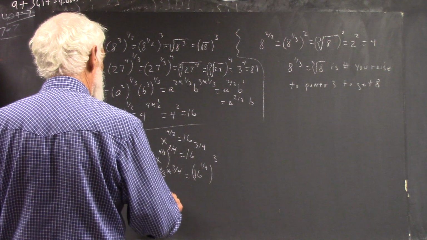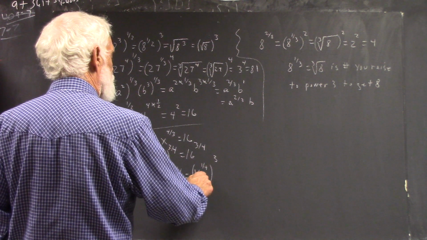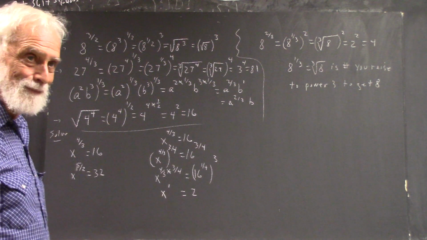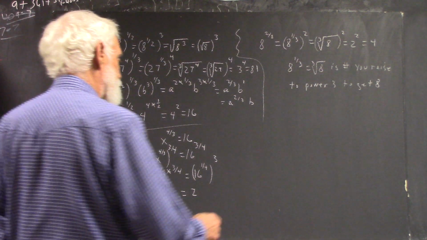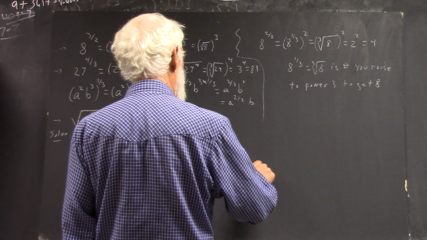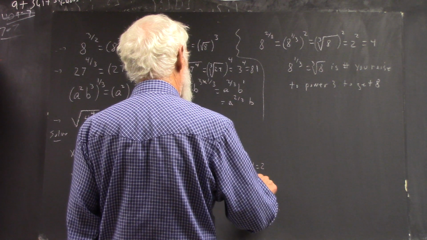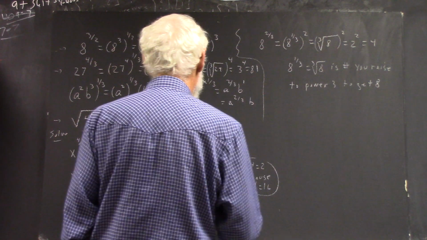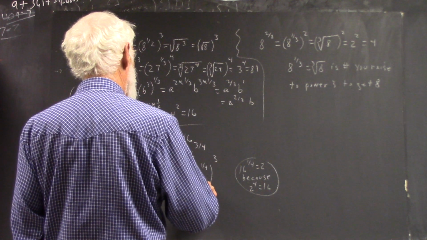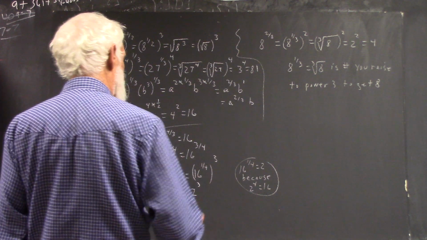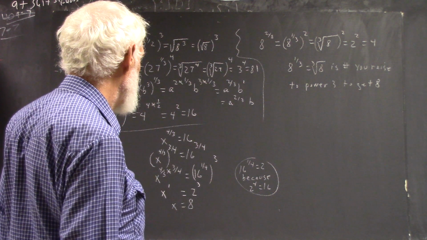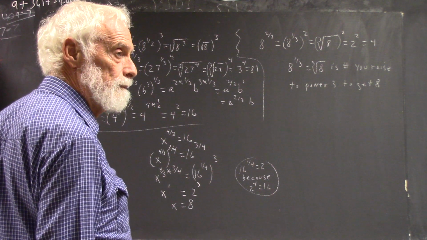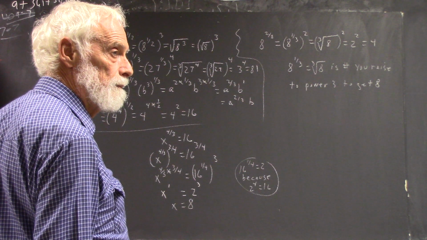And this gives you x to the 1. 16 to the 1/4 is 2, because 2 to the 4th is 16, okay? And then that's going to be cubed, so that x equals 8. Okay?